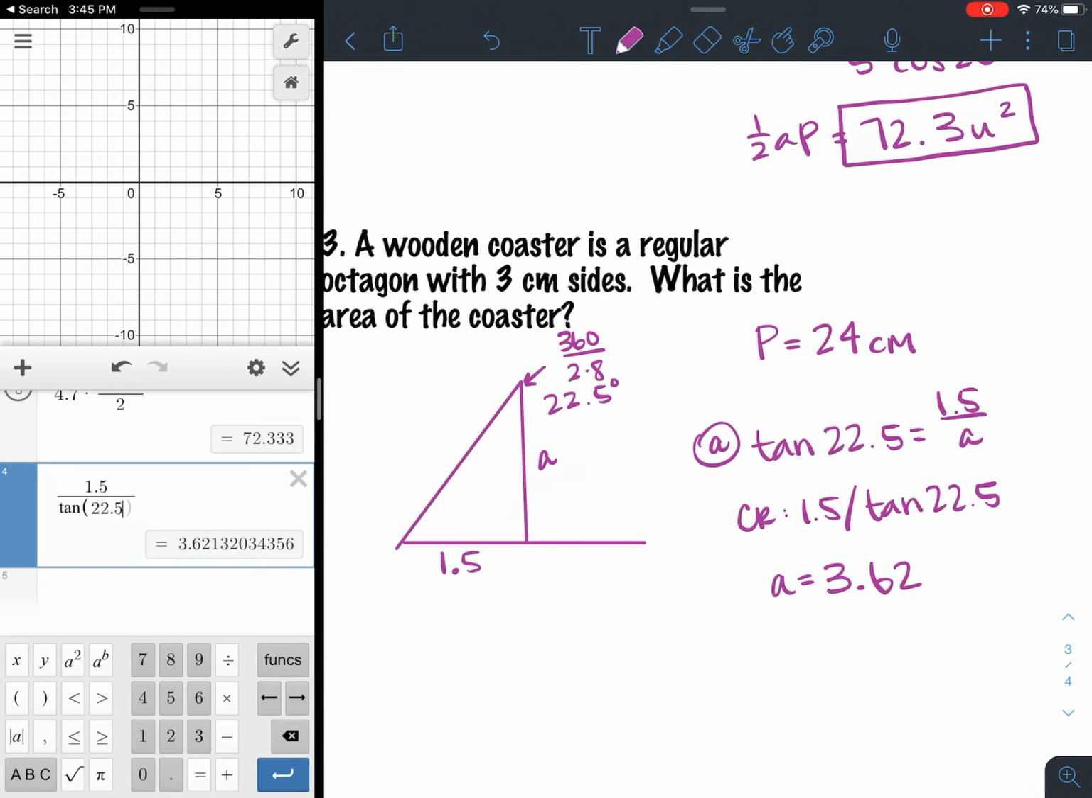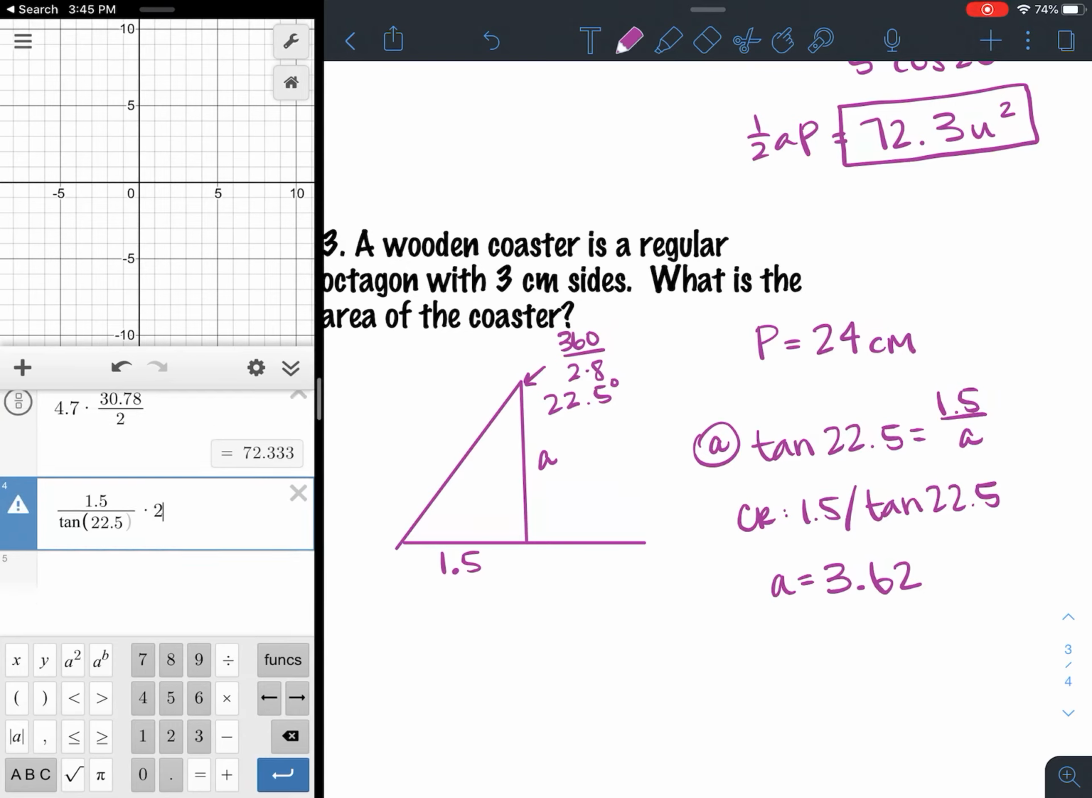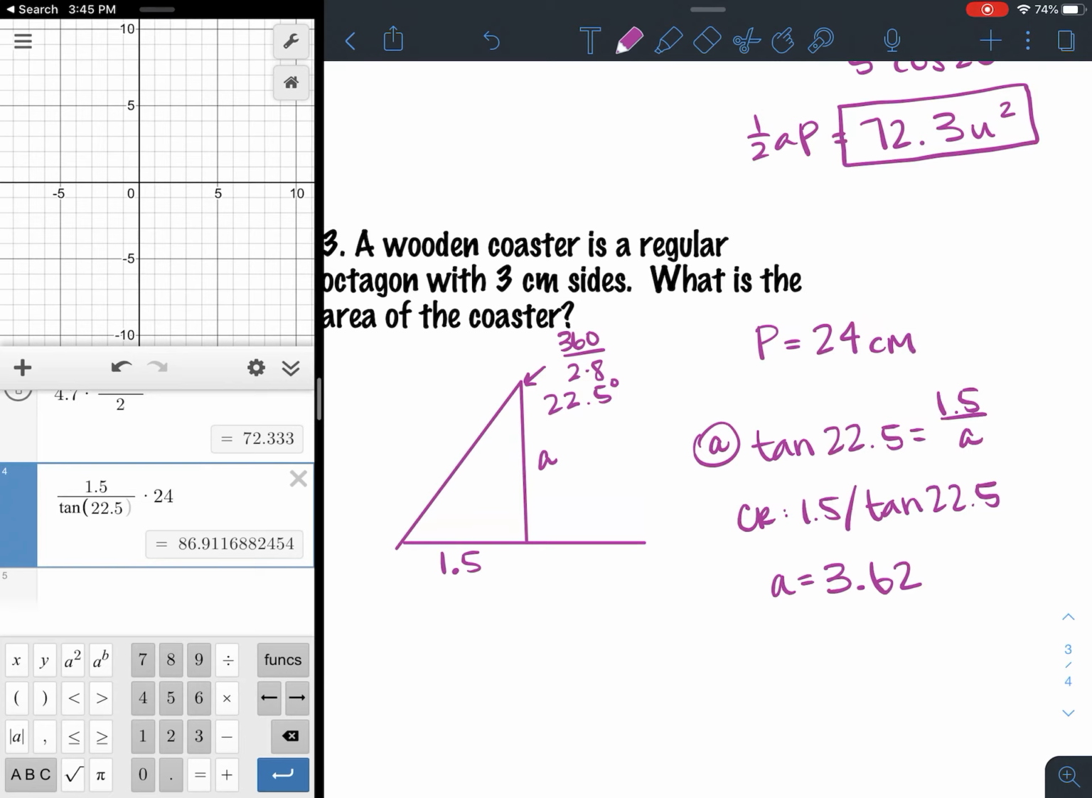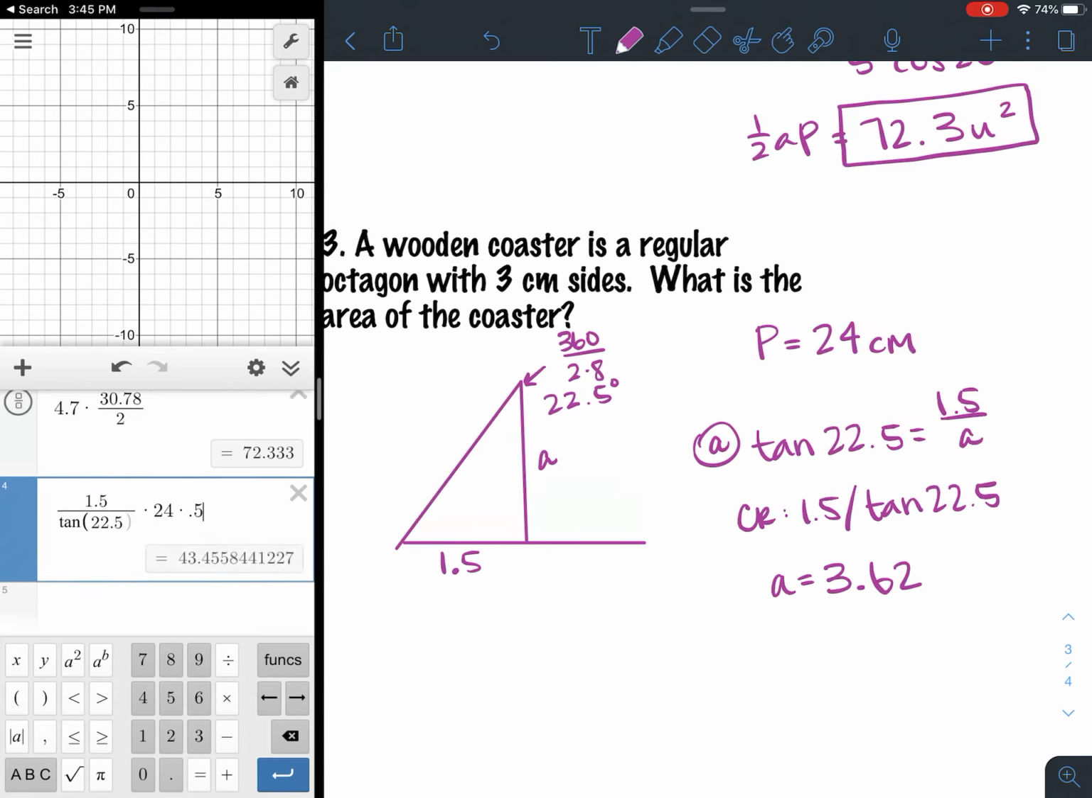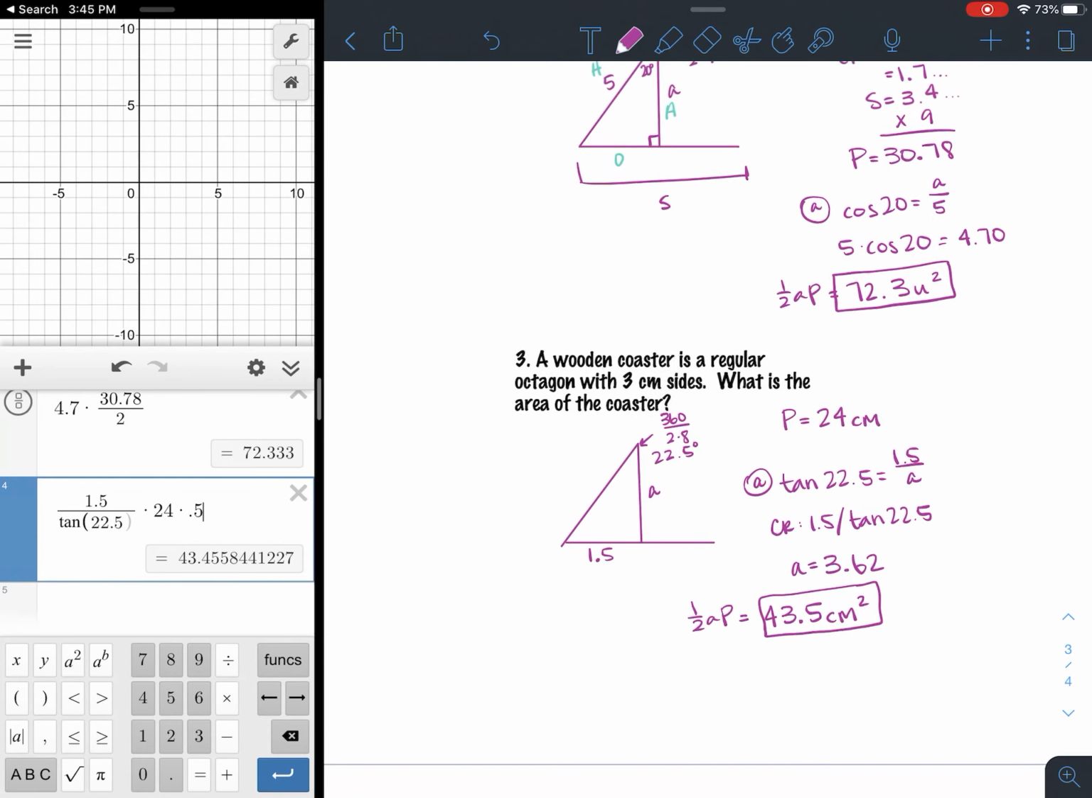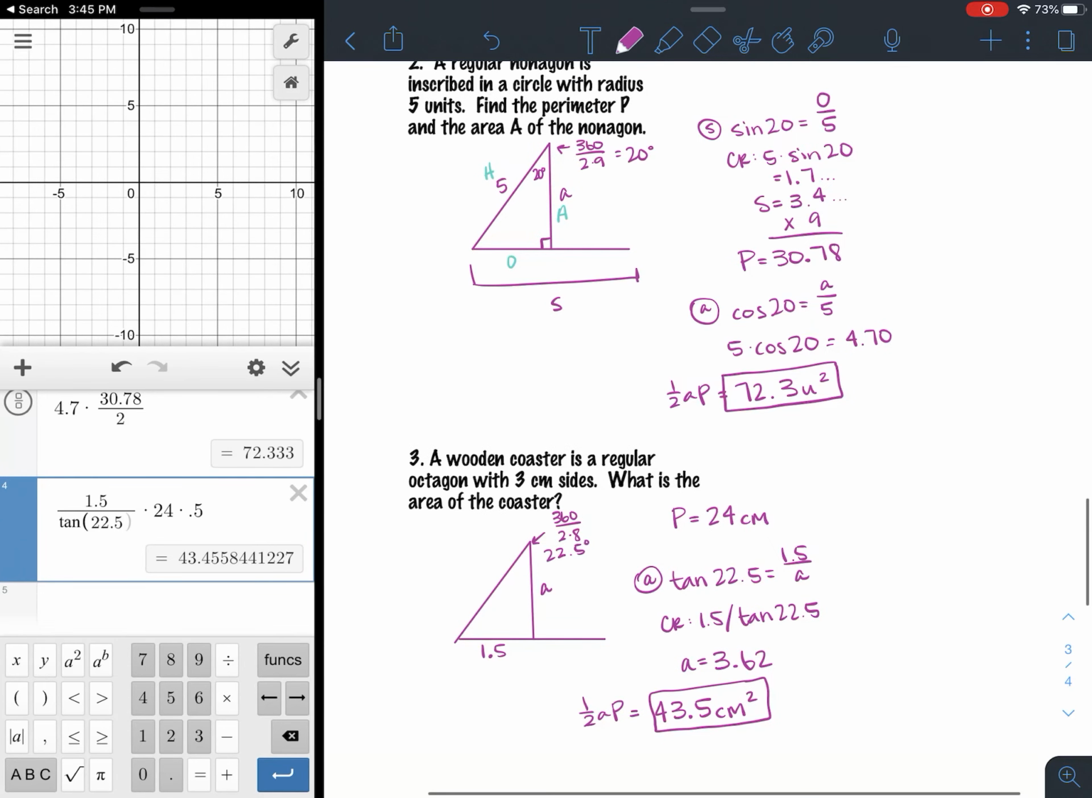So I'm going to take that, and I'm just going to arrow over here so I can keep my exact answer, times my 24 for my perimeter, times that 0.5 for 1/2, and my 1/2 AP area will be about 43.5 centimeters squared.